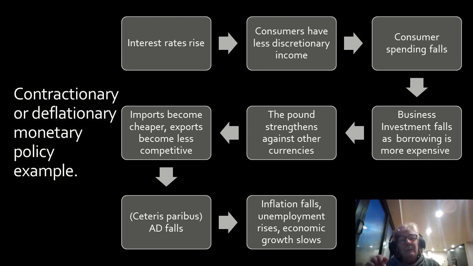So, monetary policy used in this way, in a contractionary or deflationary way, is only going to be used when the economy is really overheating, when it is at one of those peaks and prices are rising too quickly. This is where governments put the brakes on and try and slow everything down.